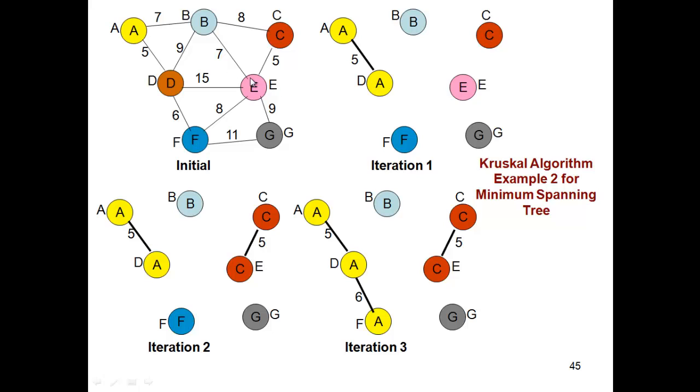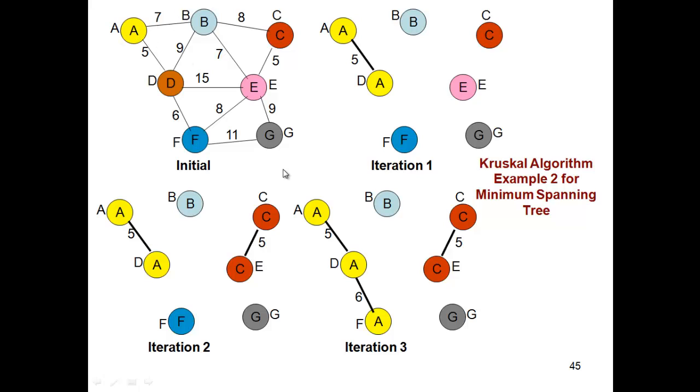The next smallest edge weight is this 5, and it connects C and E. C is in component C, E is in component E, so we can connect them, and that's also edge weight 5. The next smallest edge weight is 6, and 6 is connecting D and F. D is in component A, F is in component F. They are two different components still, so you can connect them. The next smallest edge weight is, say, 7. Let's say I pick up this 7, which is from A to B.